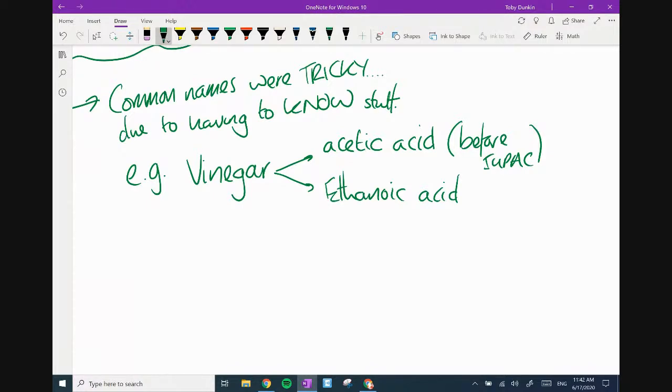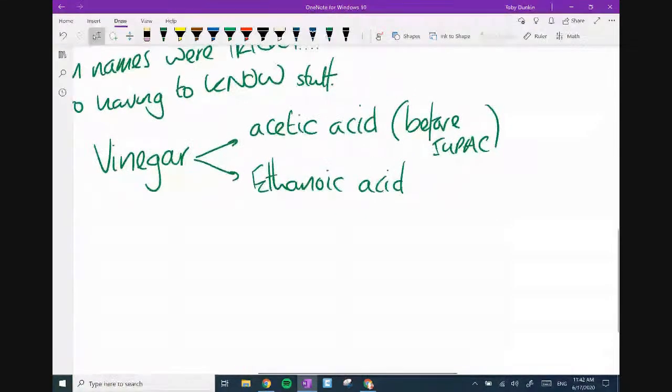Olden times teachers, guys, we have to know some chemicals. They're called Steve, David, and James. It's so true. I love David. David's a great chemical.